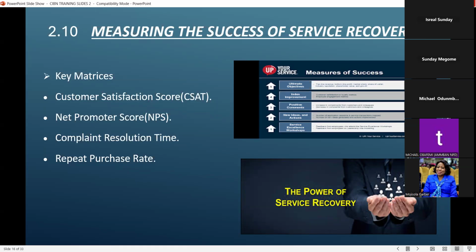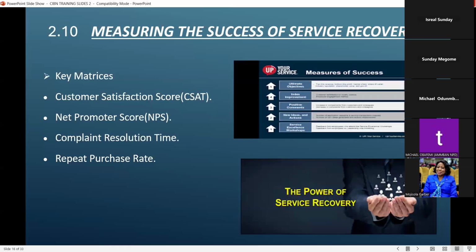So you can have a scorecard, rates of 1 to 5. Please, how do you rate our service? How do you rate our service recovery? And they say 5 is the highest. You see some people just rate you 1 over 5. So it's a way you can take it back and meet with your staff and work more on your service recovery. That's the essence. Then we have net promoter score.